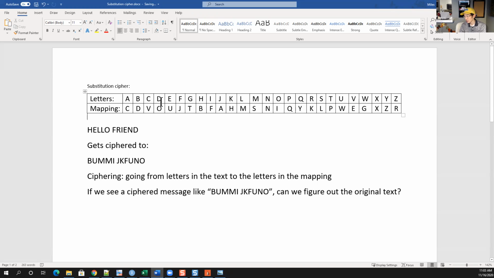Okay, so for example, this could be one possible letter mapping, and if this was the cipher key, then the message hello friend would get ciphered: H would get ciphered into a B, and then E becomes a U, and L becomes M, and then we get the text BUMMI JKFUNO. Okay, and so this is the ciphered message, and you could use this to try to pass messages to a friend in school, so that if the teacher intercepted your message, they wouldn't be able to read it.